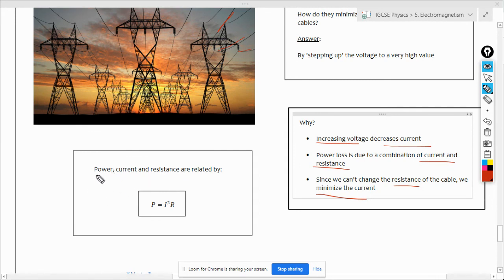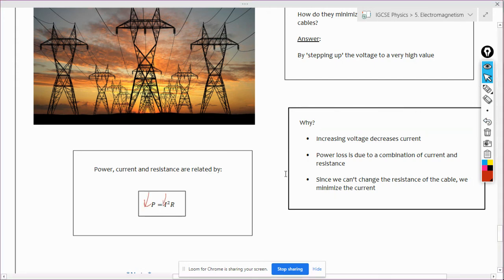And power, current, and resistance are related by this equation, P equals I squared R. So this shows you that the higher the current, the higher the power loss. So you want to make this current as small as possible, very, very small, so that the power loss is also very, very small. How do you do that? You make the voltage very, very high, and then the current is very, very low, and you're minimizing power loss.